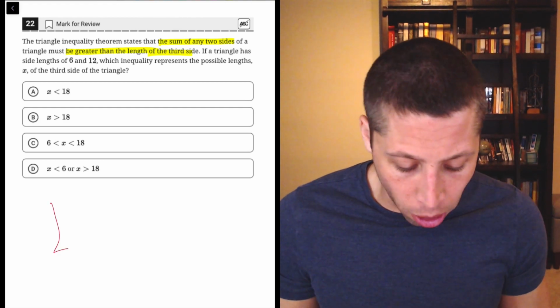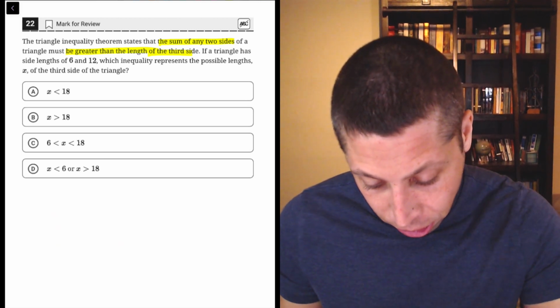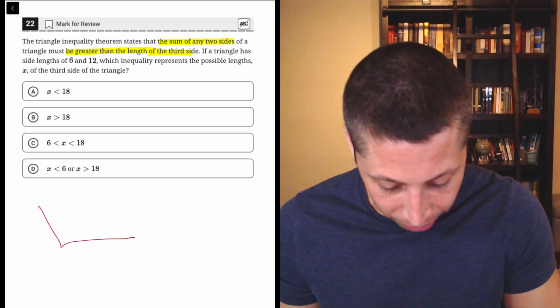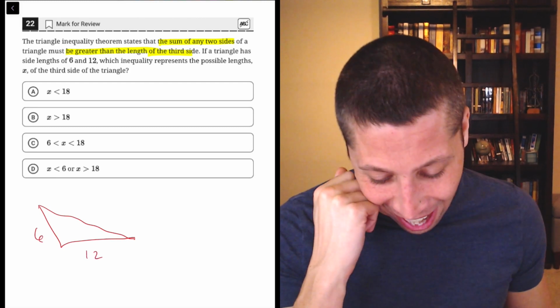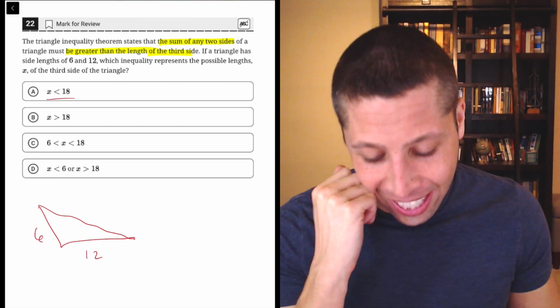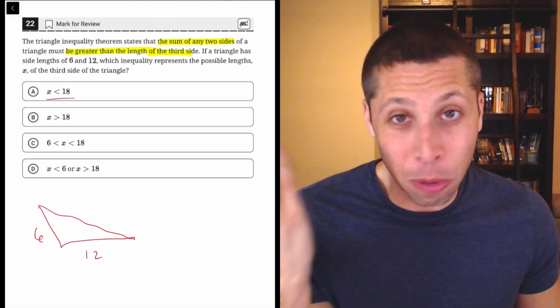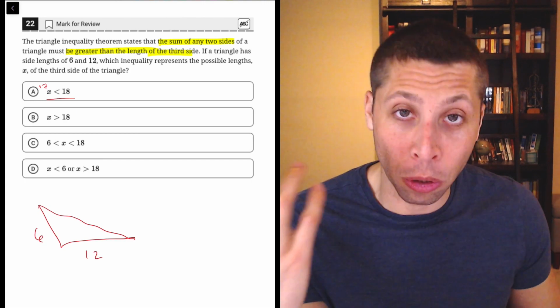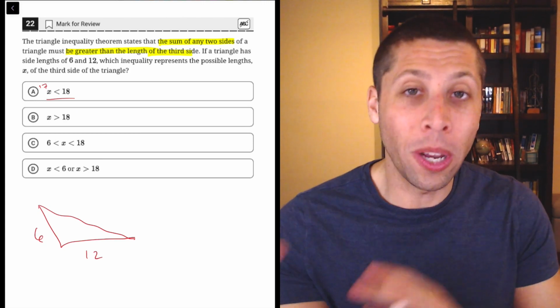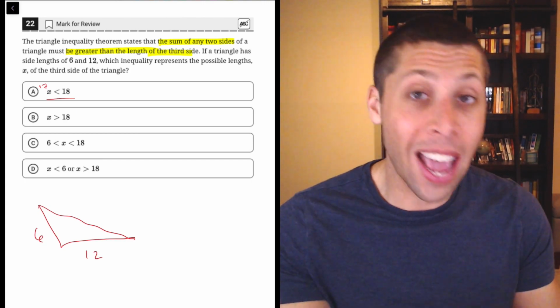What we would need to do is draw a quick triangle. Oof, it's a terrible triangle. Let's try that again. That looks like a triangle, kind of. So 6 and 12 are two of the sides. And then since it says x is less than 18, let's just pick a side that would be less, but just barely, right? So let's pretend that x is 17, because that would be true, right? 17 is less than 18, so we are picking a number that would make choice A true.